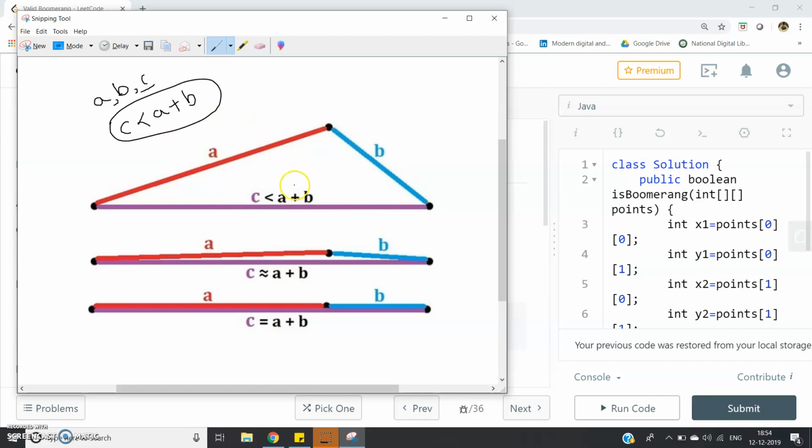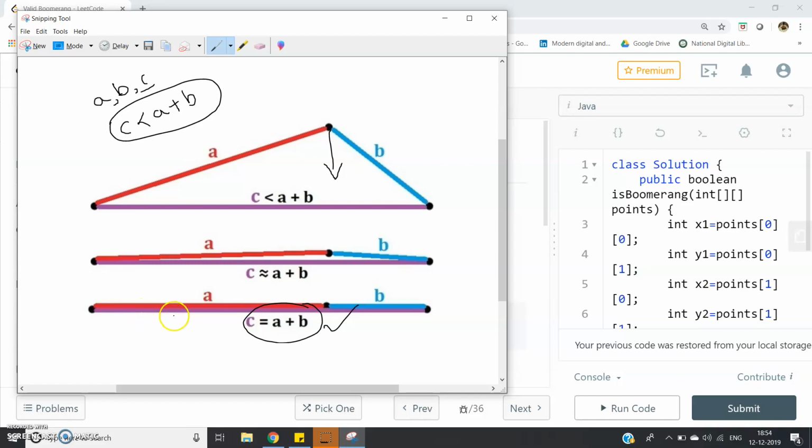Now you can clearly observe, if C becomes more and more, then what will happen? This particular point will directly shift in the downward direction, and eventually the figure will look like this when C is almost equal to A plus B. And when C equals A plus B, then no doubt they are situated on the same straight line. So this particular condition, C equal to A plus B, is what we are going to use for checking whether the 3 points are on the same straight line or not.